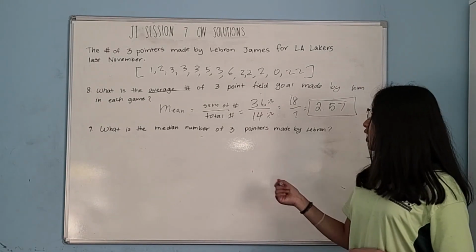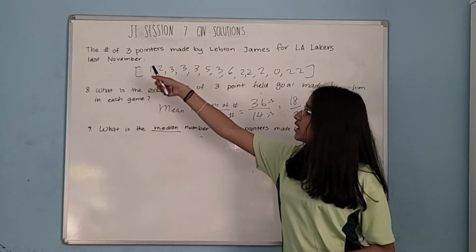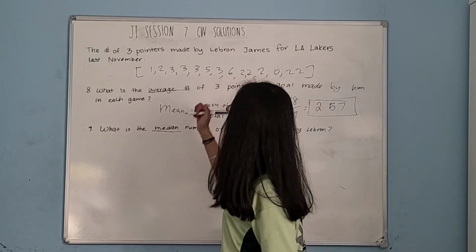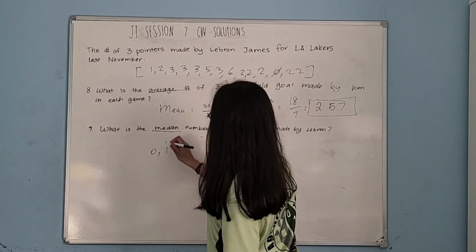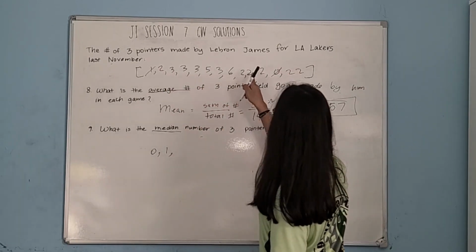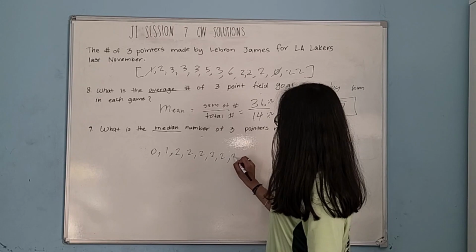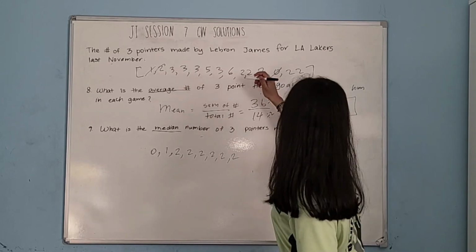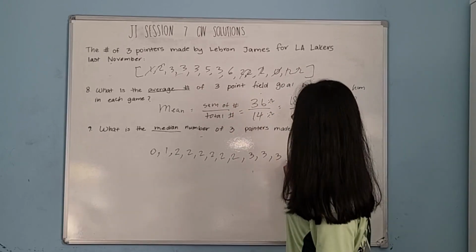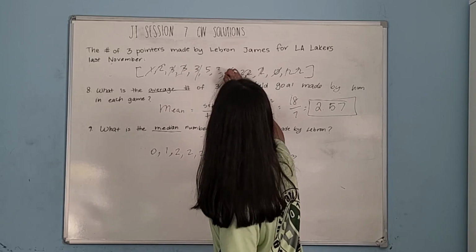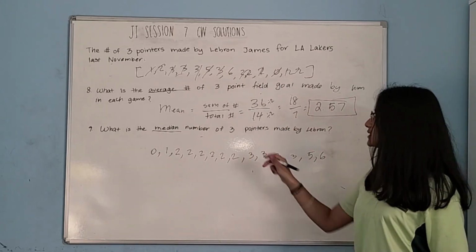Now for number 9. What is the median number of three-pointers made by LeBron? Now, in order to calculate the median, the numbers first need to be in order. We know that this is the set. Let's just put it in order. First we have 0, 1, 1, 2, 3, 4, 5, 6 twos, 1, 2, 3, 4, 5, 6. And we can cross it out. We have 3 threes, or 4 threes, as you can see, 1, 2, 3, 4. 1, 5, and 1, 6.